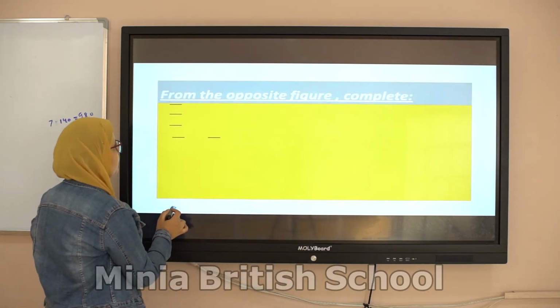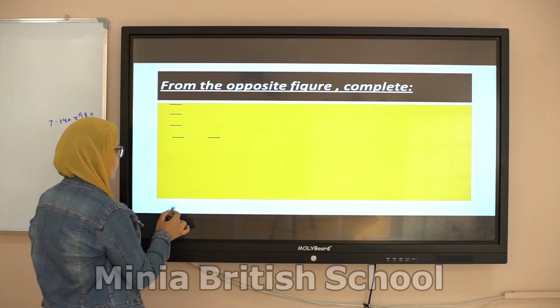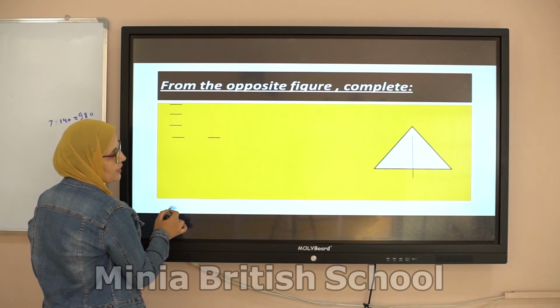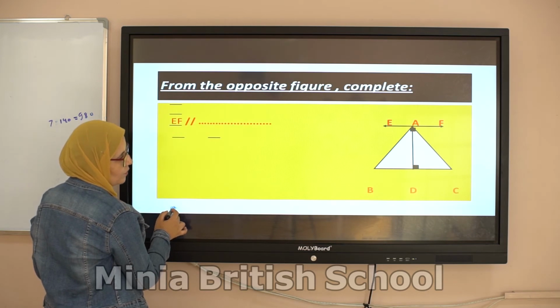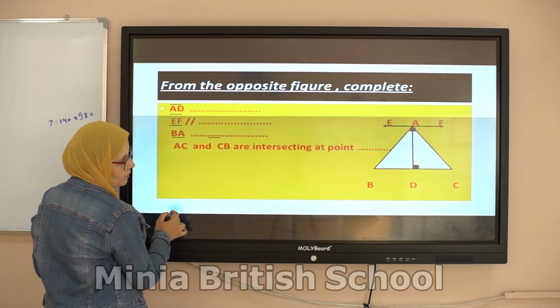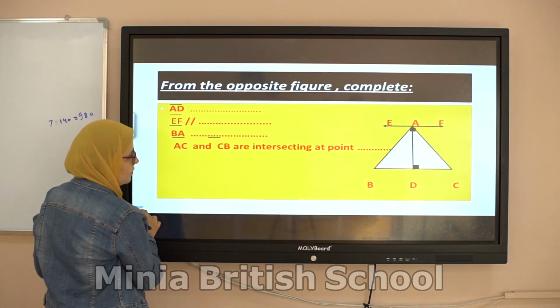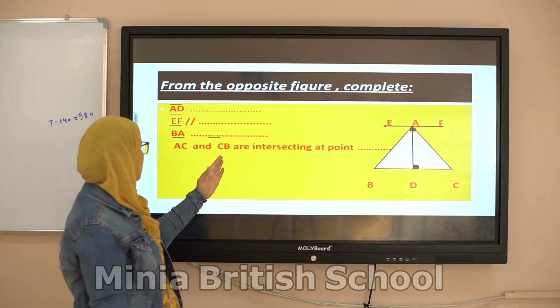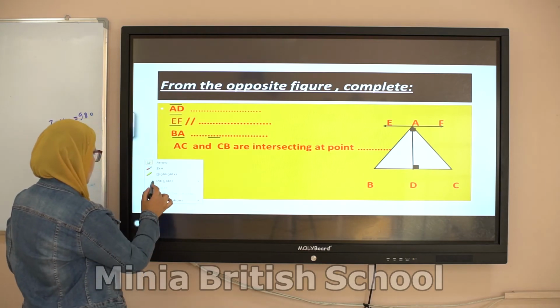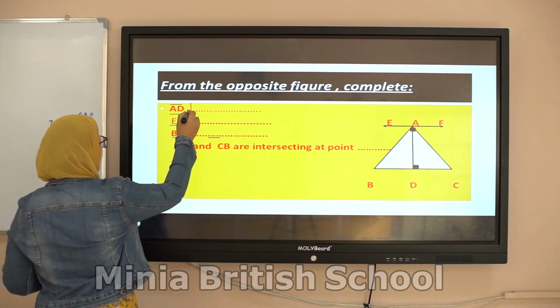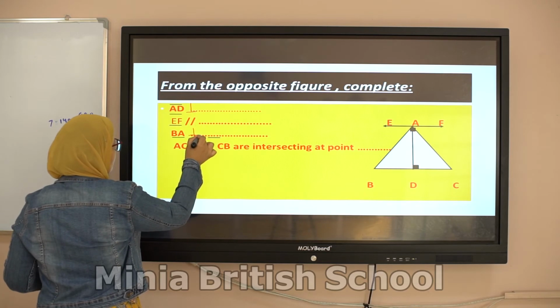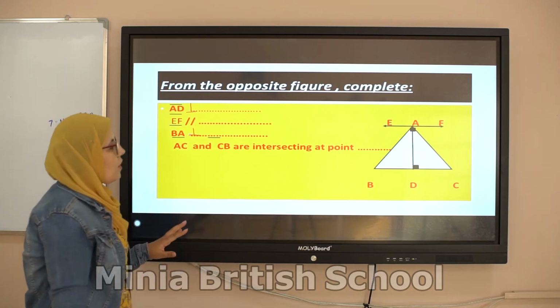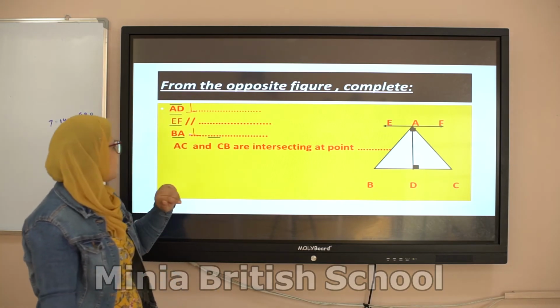Let's see another type of question. Here, from the opposite figure, complete. So now we will see the figure. So the first one here, I'm sorry, here it must be perpendicular. Okay, now the first one.